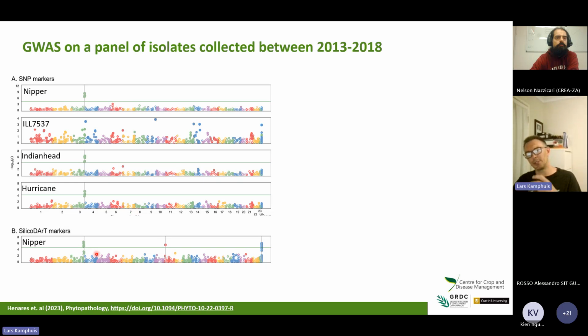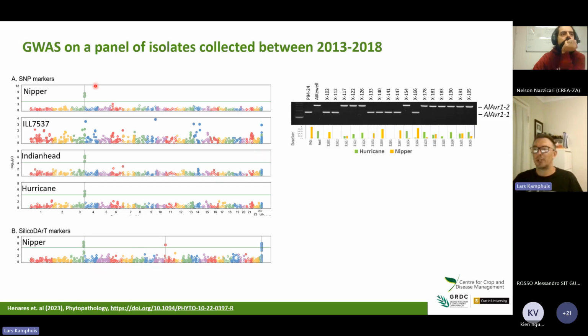Now that avirulence gene interacts with the corresponding resistance gene in Hurricane, but there's a second effector that interacts with the resistance gene in Nipah. Whilst we didn't see any other loci elsewhere when we used the SNP markers, when we used the in silico DArT markers, there was a presence-absence variation on one of the other chromosomes as well that might be of interest, and we're currently investigating the candidate gene that underlies this region, as well as the neighboring genes of ALAVR1.